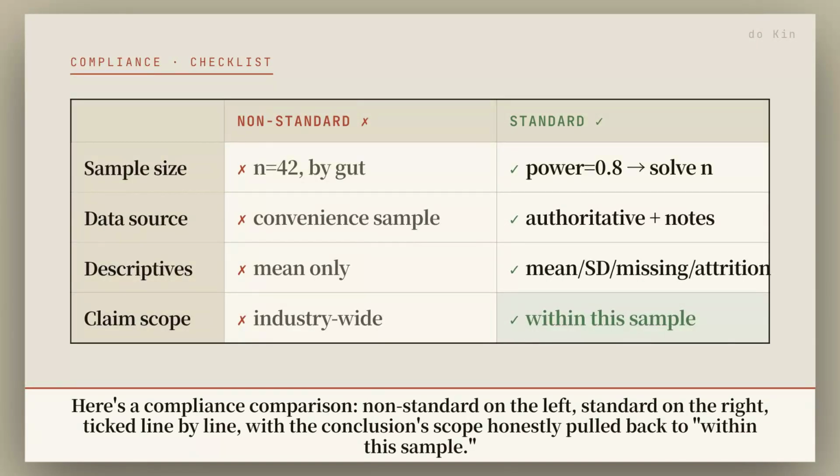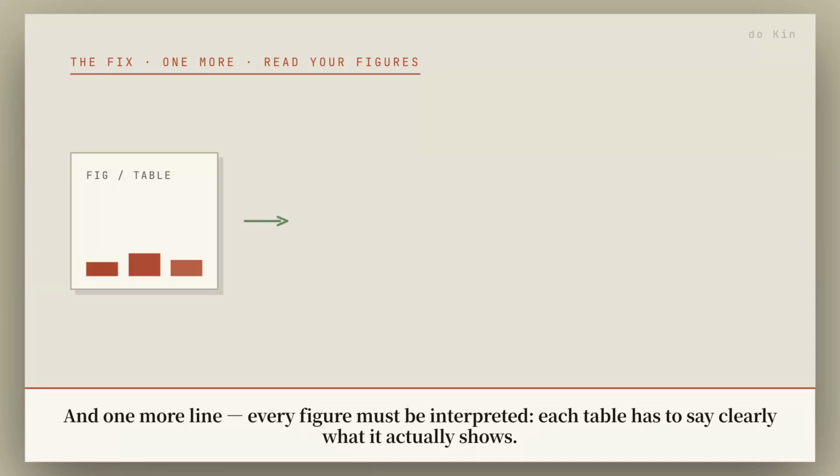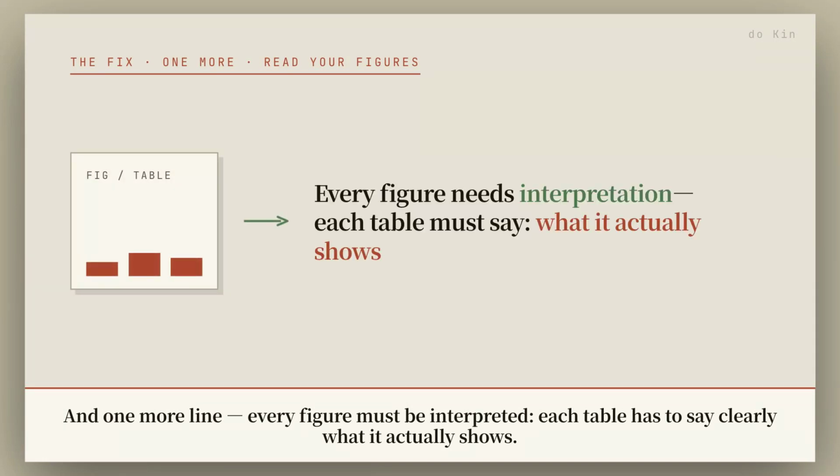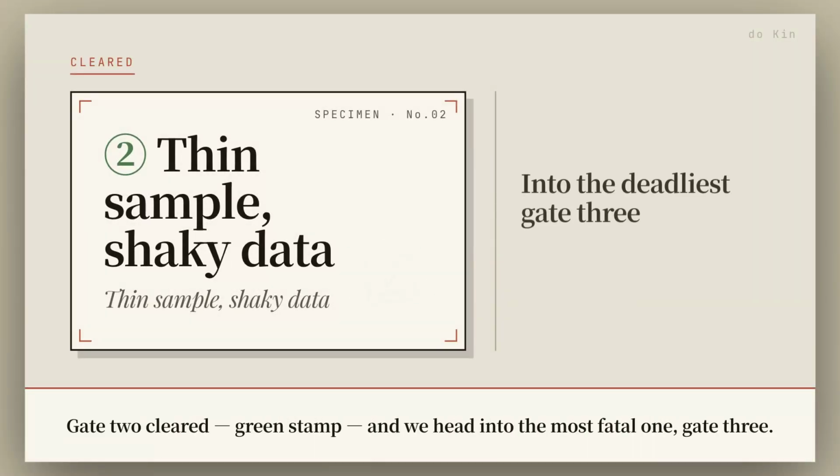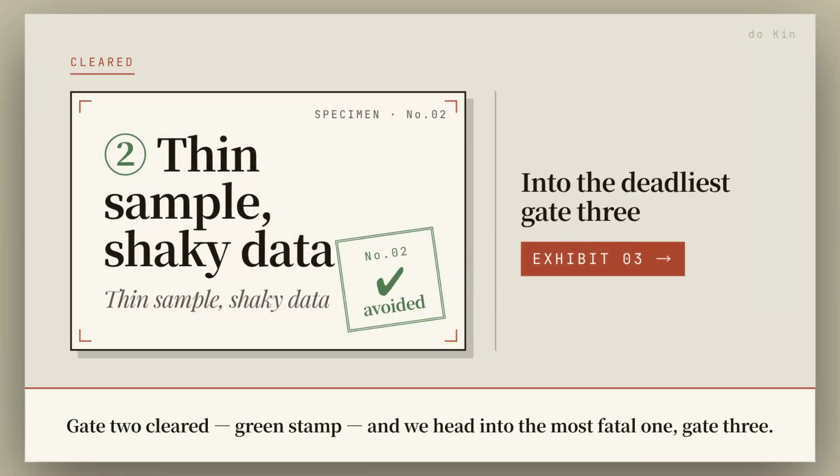Non-standard on the left, standard on the right, ticked line by line, with the conclusion scope honestly put back to within this sample. And one more line. Every figure must be interpreted. Each table has to say clearly what it actually shows. Remember this line. Clean data is what lets a thesis stand. Gate 2 cleared, green stamp, and we head into the most fatal one, Gate 3.